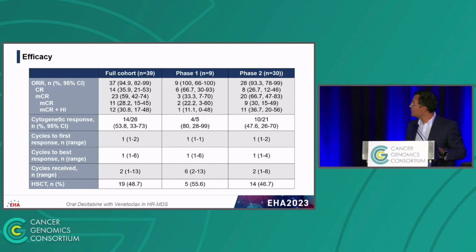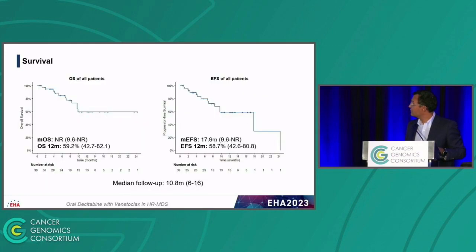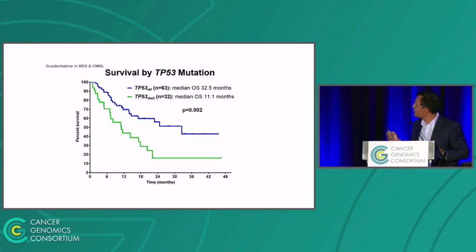This is just to give you an idea of the responses. So the overall response rate in the overall group is around 95%. These are unheard-of figures compared to what we had a few years ago. And part of this is because we can really select out the group of patients that we want to treat. This is another example. This is basically the survival, so I'm going to skip.